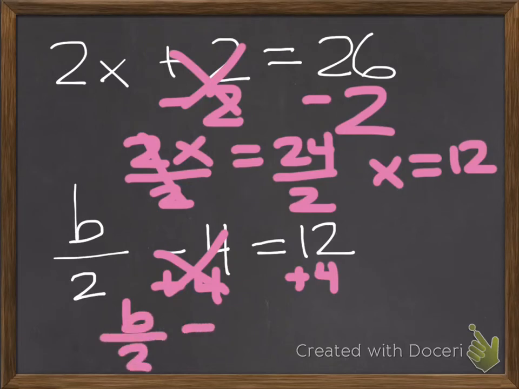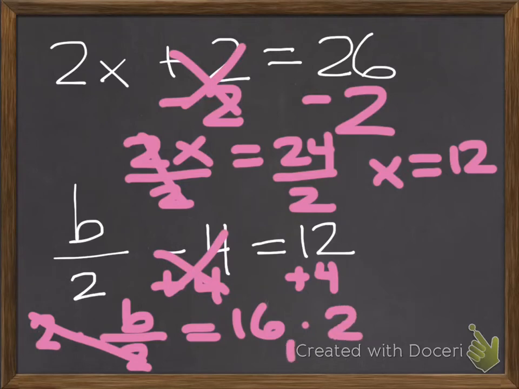And then we need to cancel out the 2. And that's b divided by 2, so I'm going to multiply by 2 to get b equals 32.